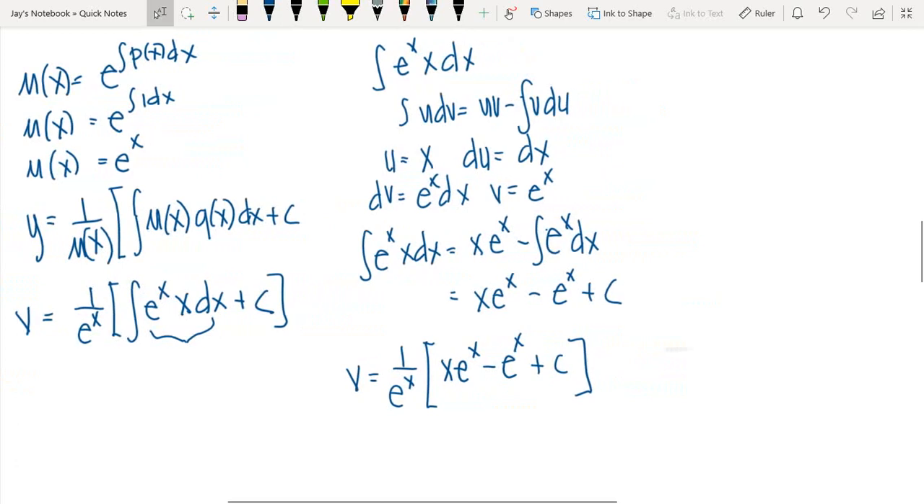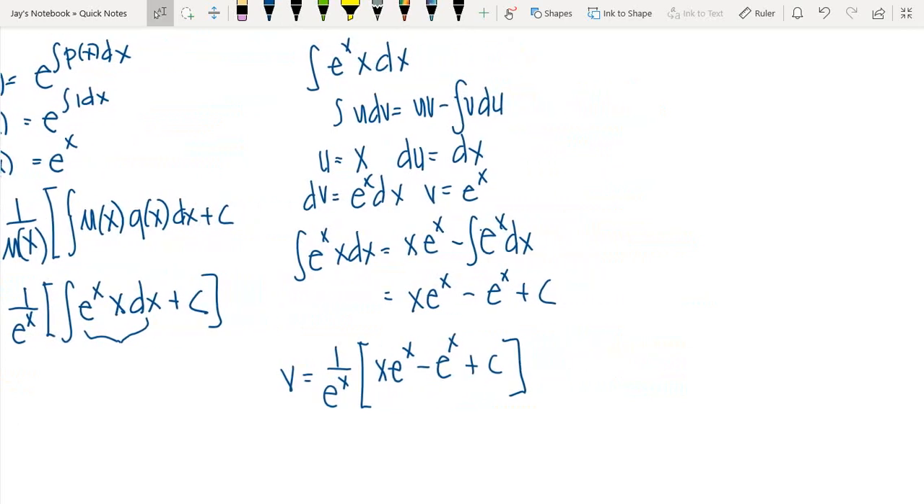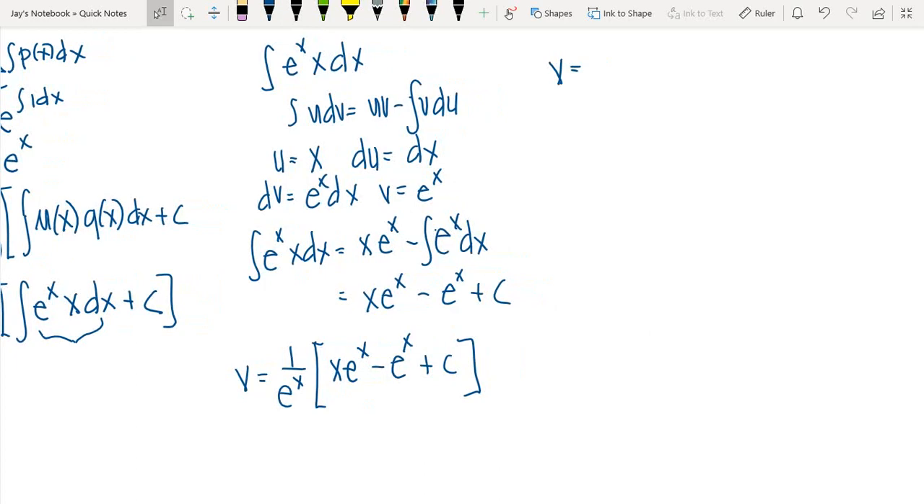So distribute the 1 over e^x inside the bracket. That is what we have, v is equal to, then we can cancel out e^x, right? So the remaining variable is x alone here, correct? Then minus 1 over e^x times e^x is equal to negative 1. That's plus c over e raised to the x. But it doesn't stop there. We need to bring back the y variable in the equation. So how are we going to do that?